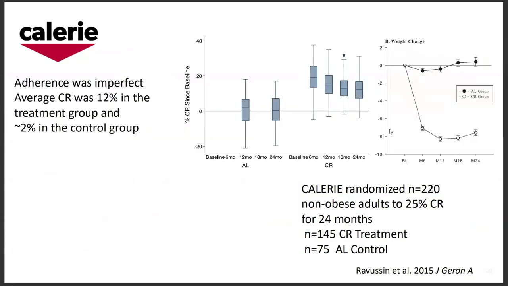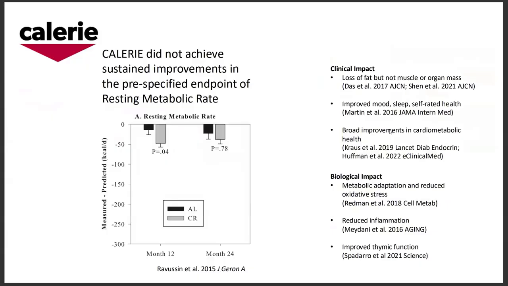The intervention was not entirely successful. So on average, the control group didn't change their caloric intake, although there was a lot of variability. In the treatment group, they achieved close to the target at 6 months, but then they fell off from there. So by the end of the intervention, the cumulative caloric restriction was about half the prescribed dose. They nevertheless induced substantial and sustained weight loss, as well as, and I don't think I have, oh no, I do have the slide, a lot of other salutary health impacts, with the caveat that the pre-specified endpoint in the trial, which was resting metabolic rate, was not durably altered by the intervention.